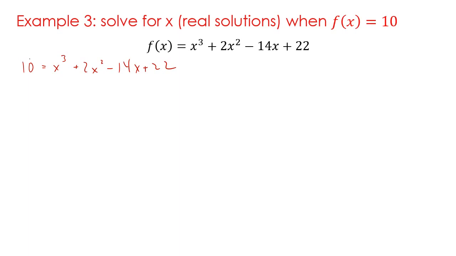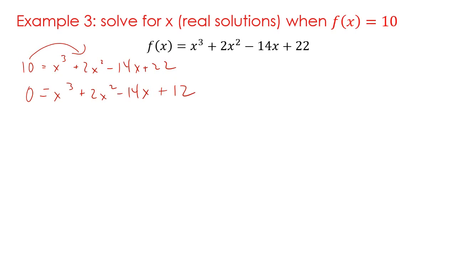We're going to set that equal to 0 by bringing our 10 over. It's going to become negative 10. So 0 equals x cubed plus 2x squared minus 14x plus 12, since 22 minus 10 is 12. You could try to arrange these to factor by grouping. I don't think it's going to work out, even if we rearrange that.